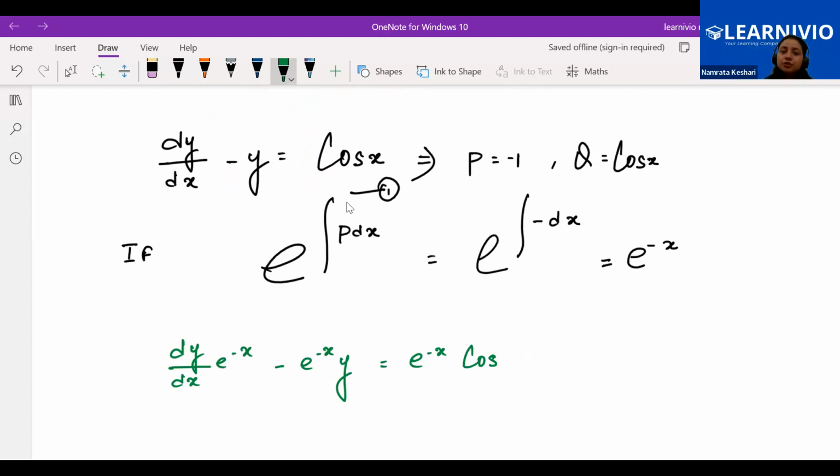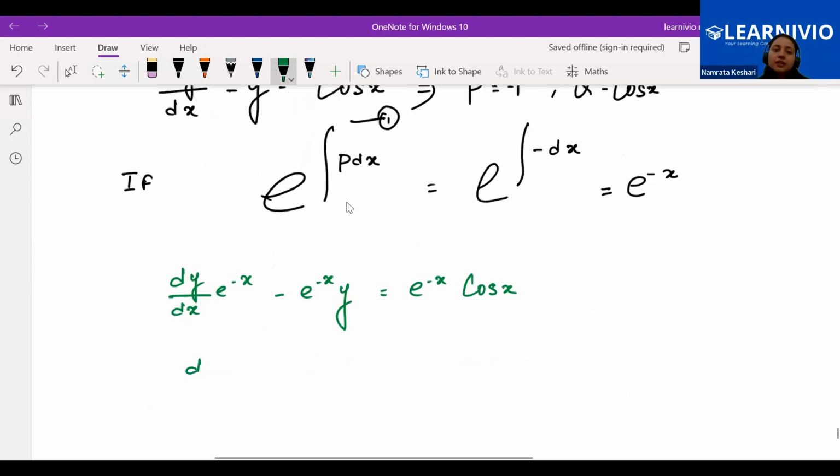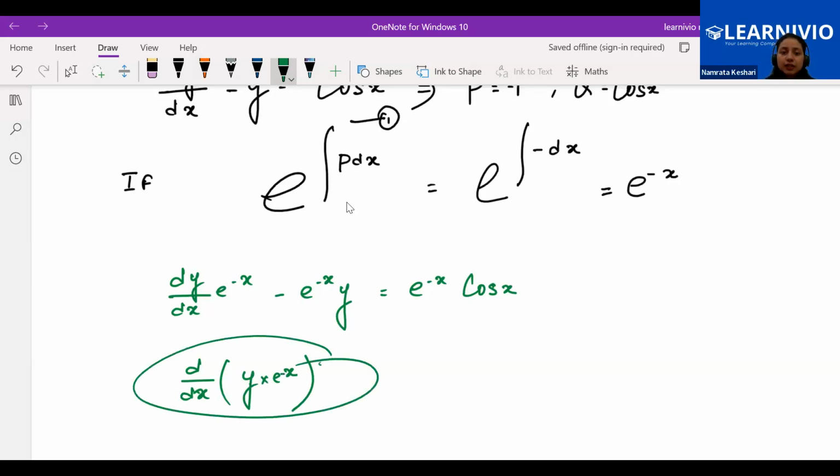And if you focus on the left hand side, you will find that it is nothing but d/dx of y into e to the power minus x. Check it: first function, derivative of the second, plus the derivative of the first into the other function. Let me write it this way, so it will make sense and you will be able to relate it with the previous step. e to the power minus x into y. Check it.